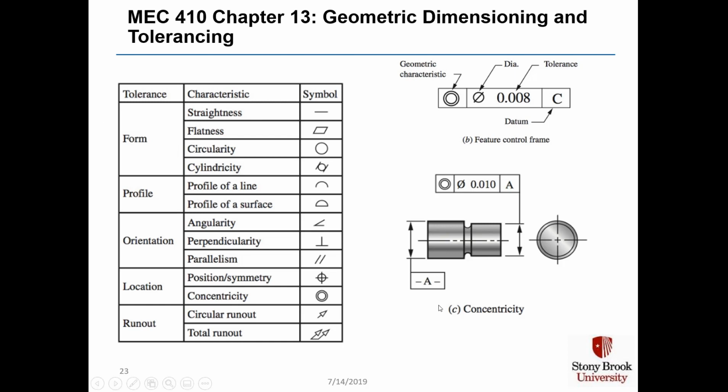Here's an example of how to use geometric dimensioning and tolerancing for concentricity. You have a shaft that has several diameters on it. The left side has a large diameter, right side has a smaller diameter. And the datum is taken as the larger diameter, so that's what A means, datum A. And on this right side, we give a concentricity, that's the double circle, concentricity dimension for the smaller diameter, where we say that the smaller diameter needs to be concentric with respect to the larger diameter within 0.01 inches.